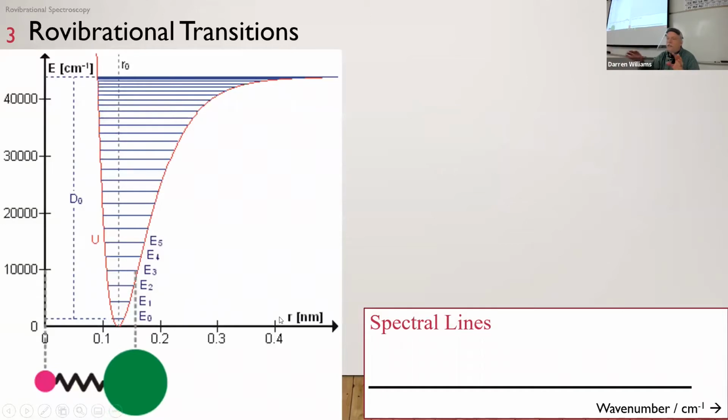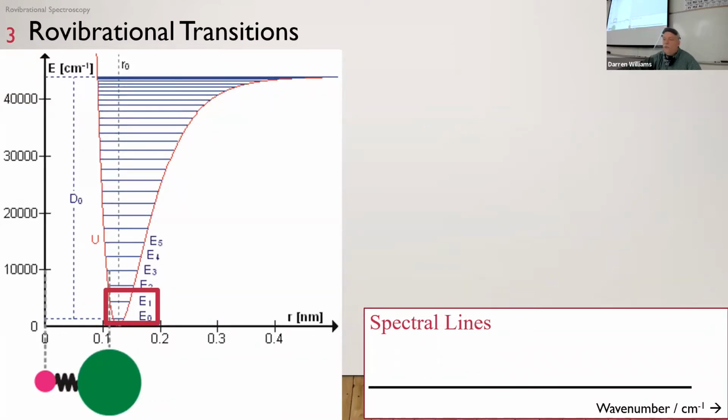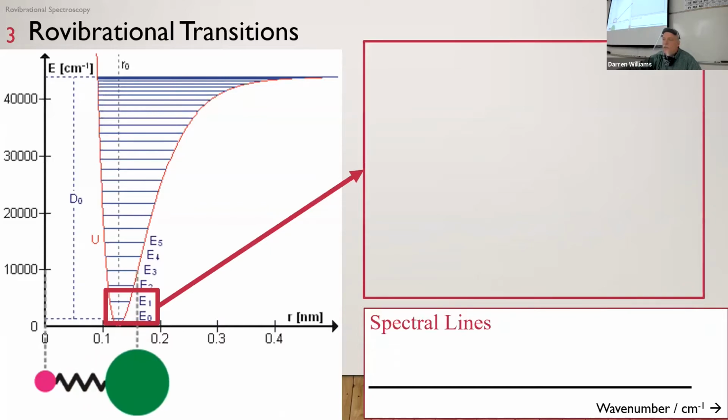Here we have this vibrational energy level diagram. We see down at the bottom E0 and E1, those are the vibrational levels for the fundamentals. So we're going from 0 to 1, and we're going to eventually build up a rovibrational spectrum. If we zoom in down here, this is what we would see. We would see this energy level diagram, and we would have the ground vibrational state.